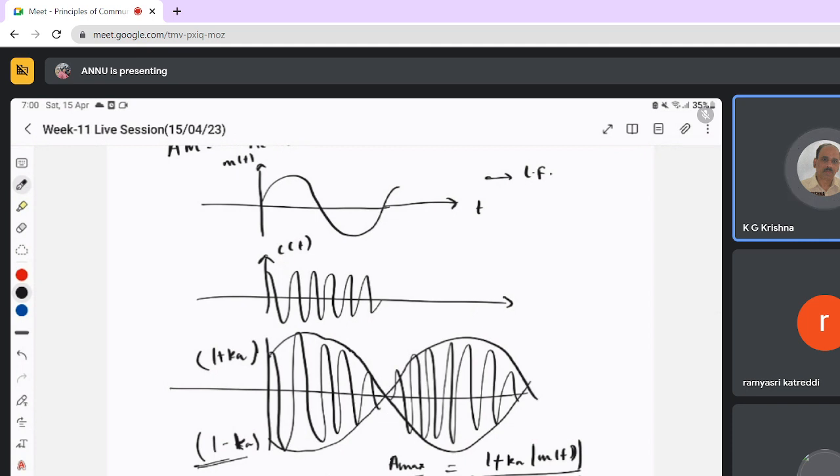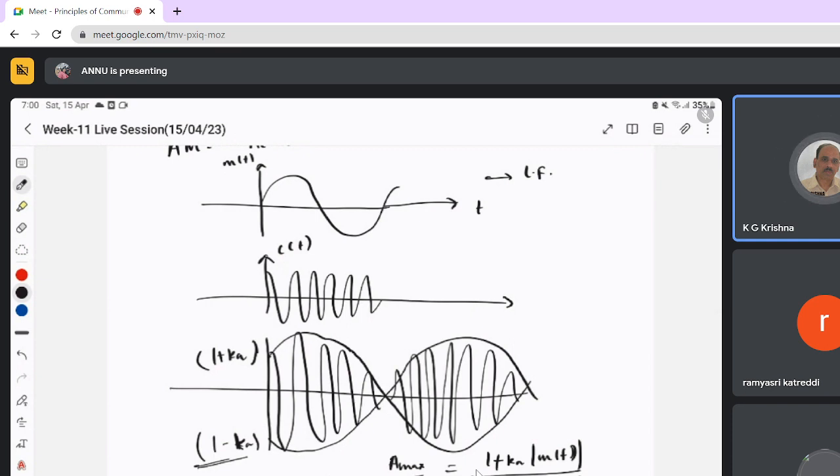My intuitive question is, why did we include the carrier in the first place? Carrier doesn't convey any information. Yes, it is true. It is there because it gets transmitted along with the message signal in order to have the modulation. You have to analyze where the power is getting consumed in amplitude modulation.